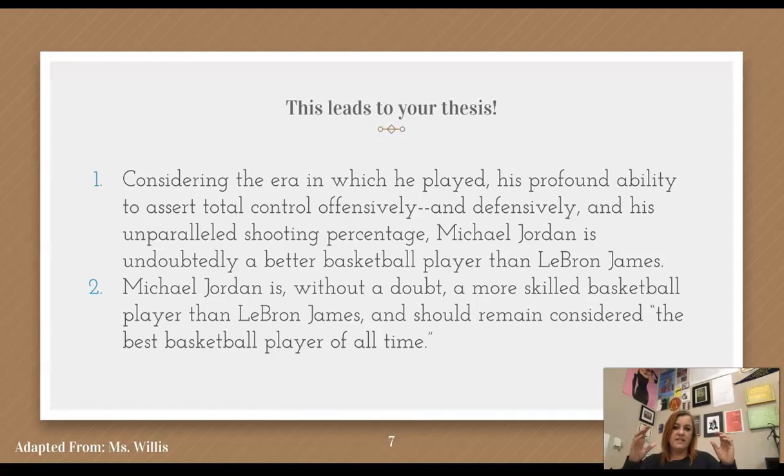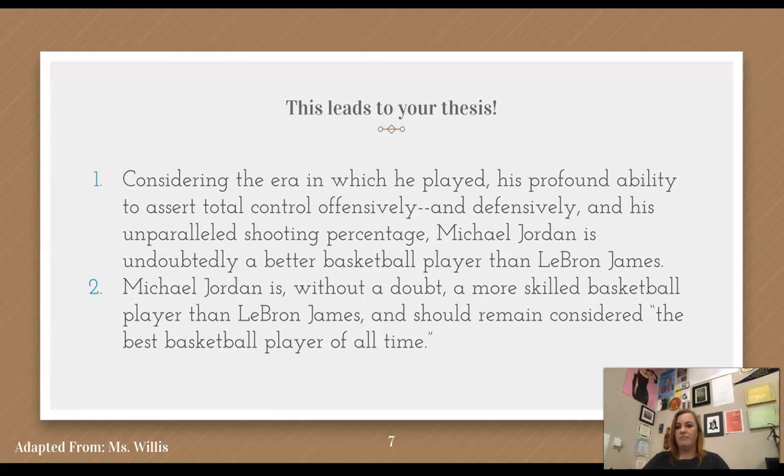So notice that in this thesis statement, we have a clear argument. Michael Jordan is undoubtedly a better basketball player than LeBron James. Boom, that's our clear assertion. We also have a preview of some of the reasons: the era in which he played, his ability to assert control on the court, and his shooting percentage. So I know, as the reader, that these are the things that will show up in the essay.